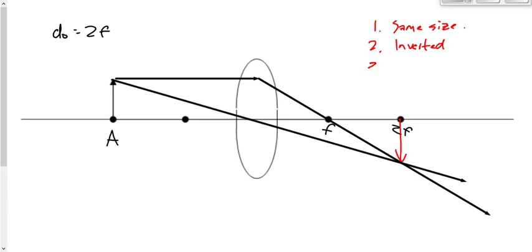Trust me, it's real. I could project this onto a screen if I wanted to. I don't have to. If there's no screen there, there's still a real image. It just means that we can project it onto a screen if we choose to. Next one.